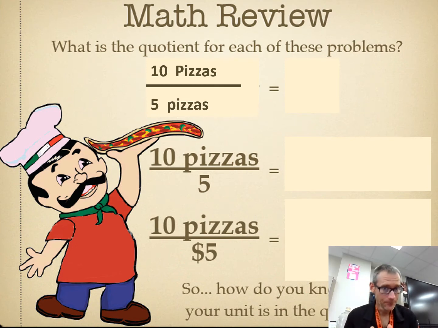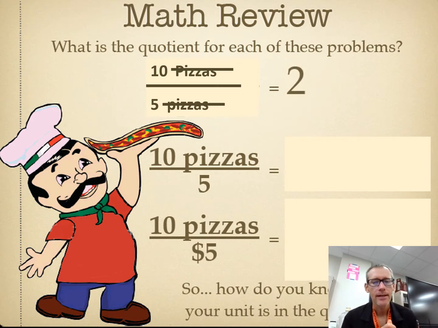10 pizzas divided by 5 pizzas. So 10 divided by 5. How many times can 5 go into 10? And the answer is 2. But then look at the units. You have pizzas over pizzas. So just like math, it'd be like x over x, or 2 over 2. They all cancel out and go to 1. So this answer would just be 2.